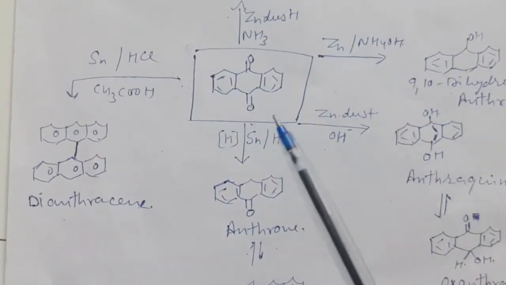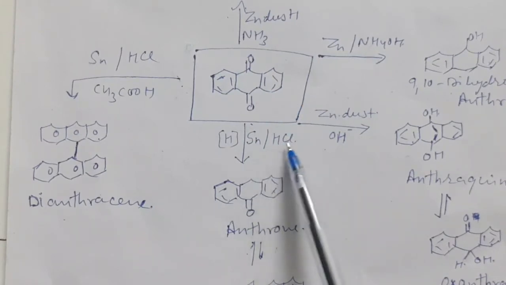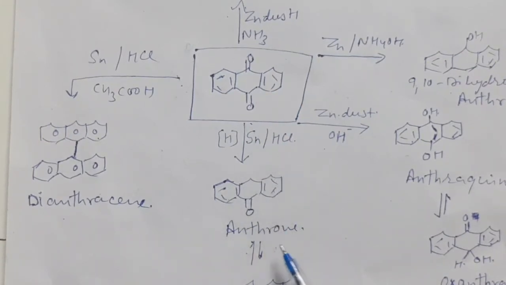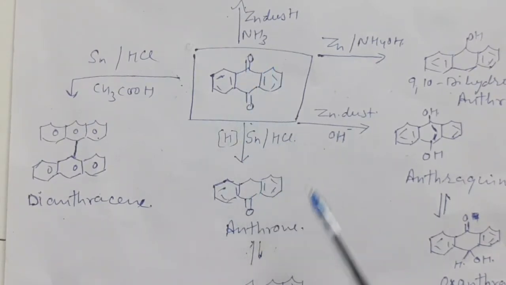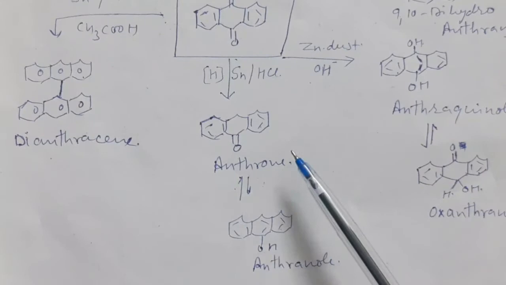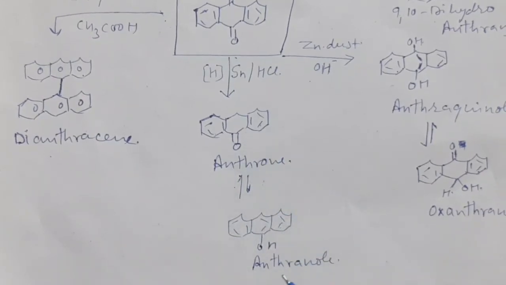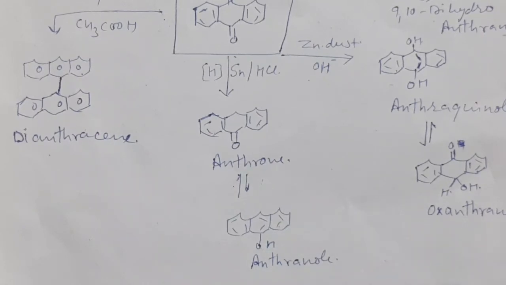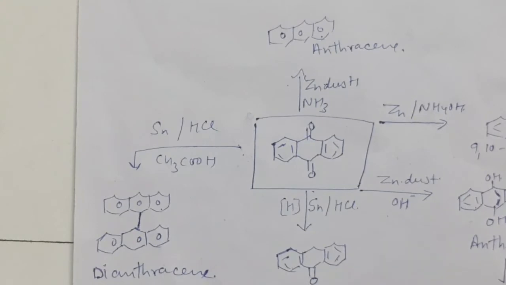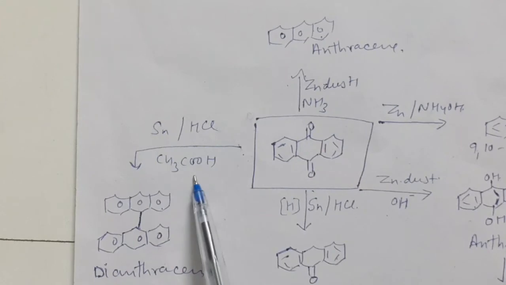Another reduction reaction is anthraquinone reacting with HCl in the presence of tin, it gives anthrone, in which one carbonyl group converts into the CH2 group. This anthrone also undergoes keto-enol tautomerization, and from keto to enol form, it gives anthrone to anthranol. Another reduction reaction is anthraquinone reacting with HCl in the presence of tin and acetic acid, it gives dianthracene. Dimerization takes place and we get the dianthracene.